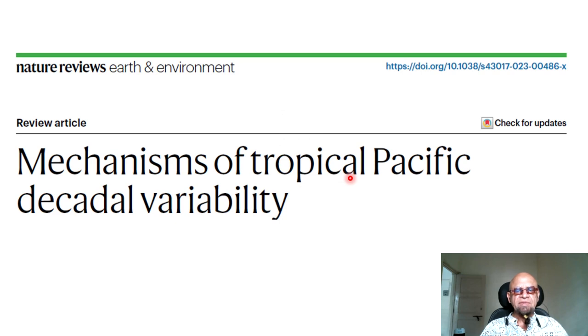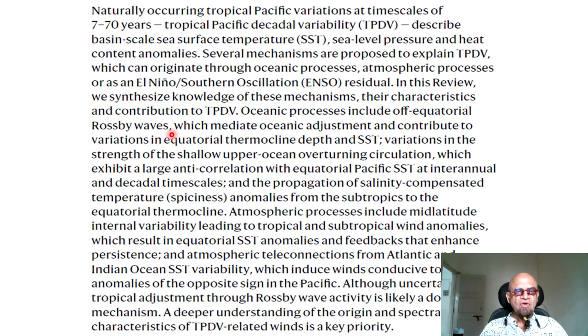tropical Pacific decadal variability. Usually, when you say mechanisms, are there many mechanisms, or is it that they are potential mechanisms? Obviously, we don't always have a complete understanding of these things, and there are often many players involved because there are interactions between the modes. But what is specific decadal variability?